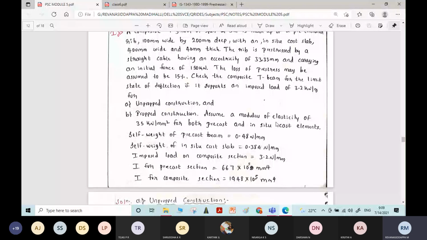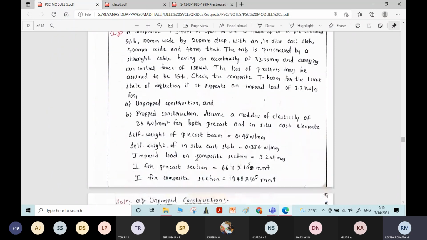Young's modulus is 35 kilonewton per mm square for both the precast and in situ cast elements. Both the slab and the beam have the same modulus of elasticity, 35 kilonewton per mm square. Self-weight of the precast beam is given, self-weight of the in situ cast slab is given, imposed load on the composite section is given, and moment of inertia for the precast section, that is the beam, is given. Moment of inertia for the composite section, the full T section, is given as 1948 into 10 power 5 mm4.